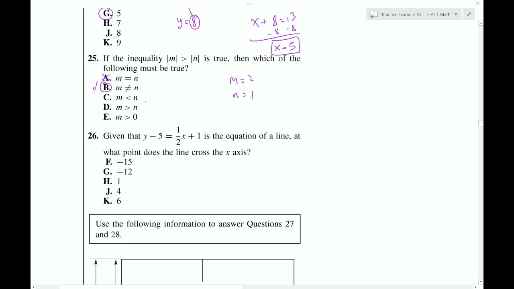Does m have to be less than n? Well, I can make m -2 and I can make n -1. Well, this shows that this is false, right? And then for the next one, I could use -2 for m and -1 for n, and then I still get a truth. So I've proven this wrong. And then does m have to be greater than 0? Again, when I started with -2, I proved that wrong.